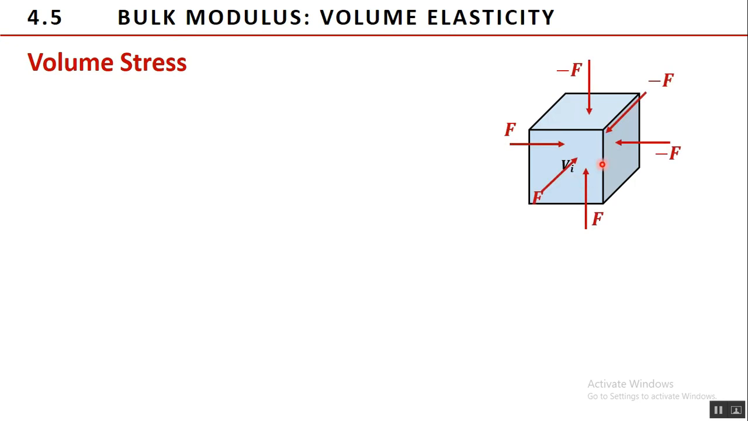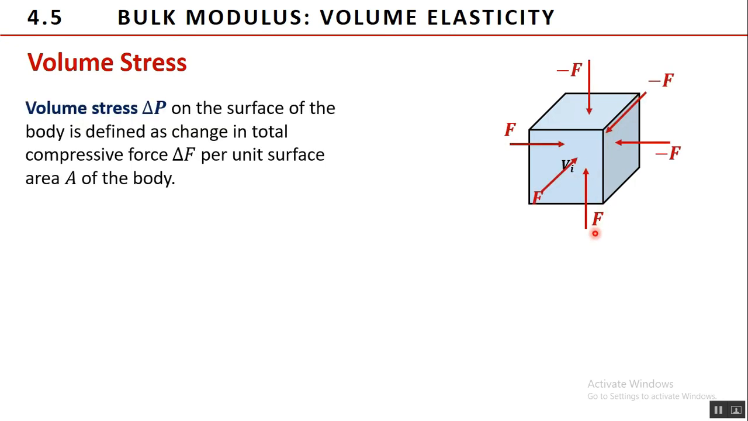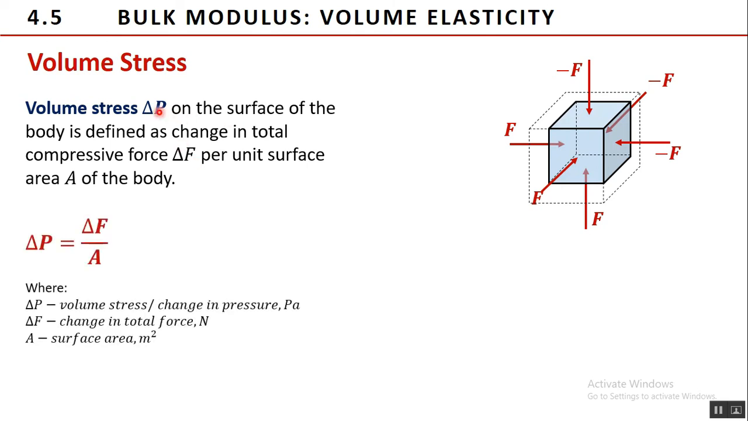Increasing the compressive force by delta F on each side will also increase the stress on each side. This stress is called volume stress. This volume stress is equivalent to the change in pressure, delta P, on the surface of the body. It is defined as the change in total compressive force, delta F, per unit surface area A, of the body.